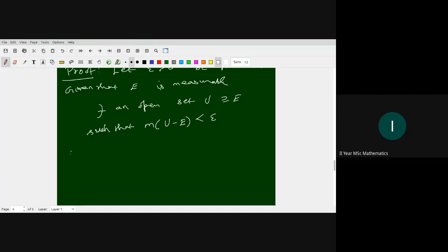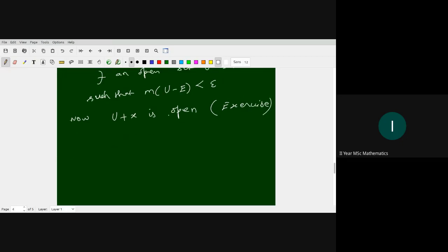Now, a translate of an open set is still an open set. We take u plus x. This set is open. I leave it as x(2). Take this as x(2). This is open and still contains e plus x, and e plus x is contained in u plus x.